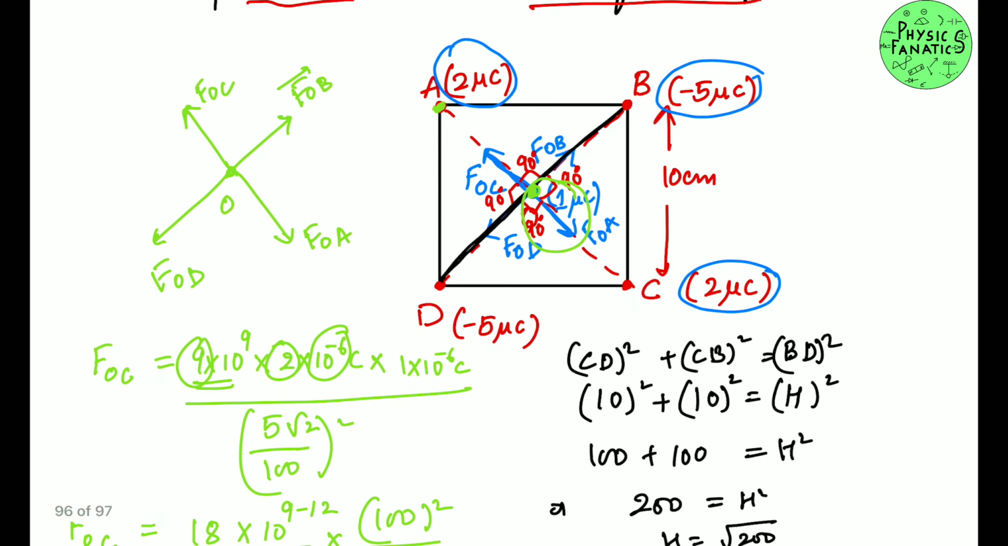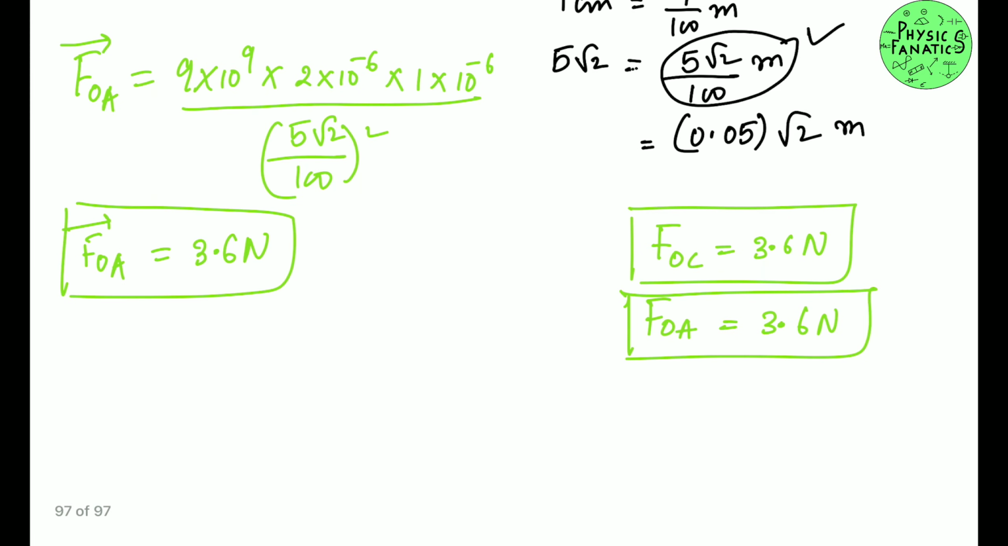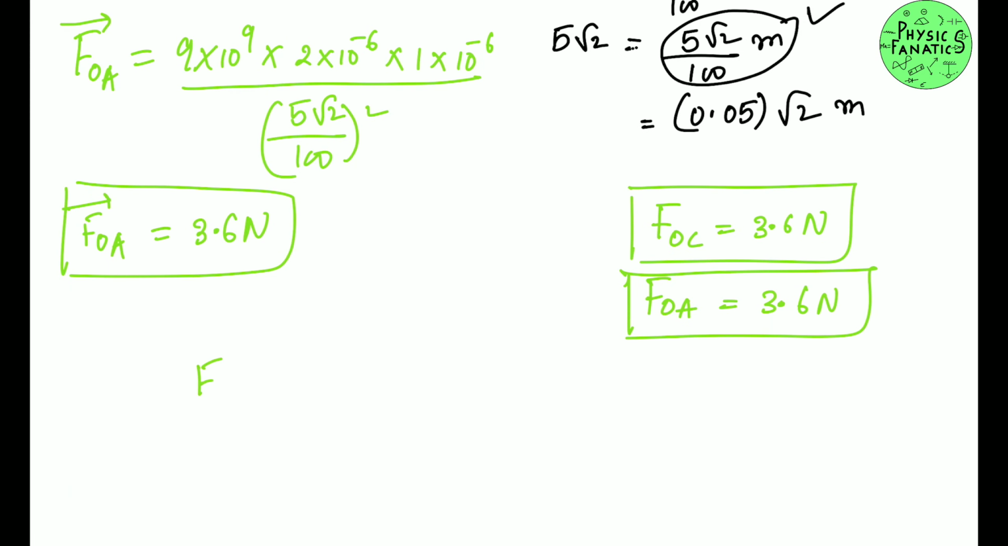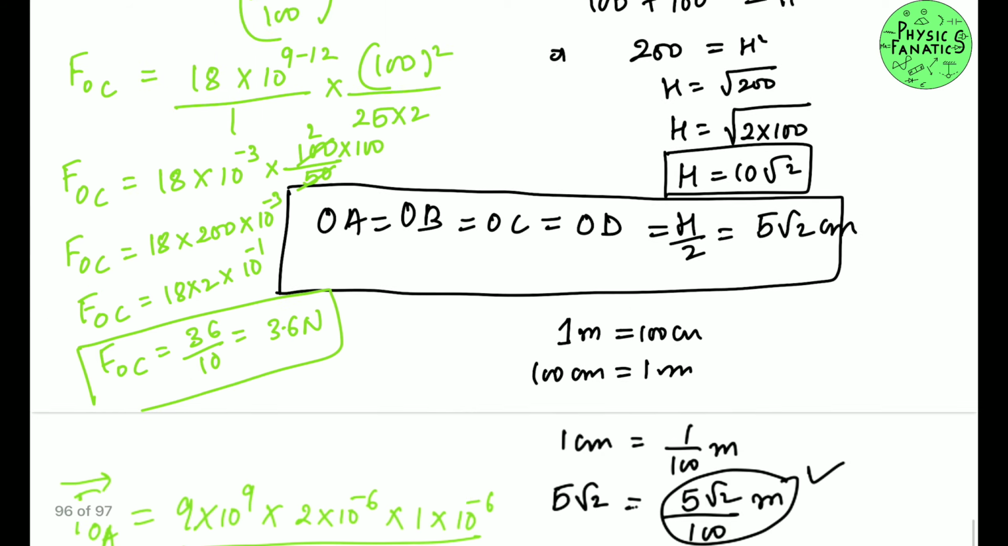Great. Now let's move on to the next one. The next one is FOB. Let's talk about FOB. So for FOB you can see this is one charge, this is the next charge, distance between them. Okay, great. So let me talk about FOB. So FOB, let's do it.